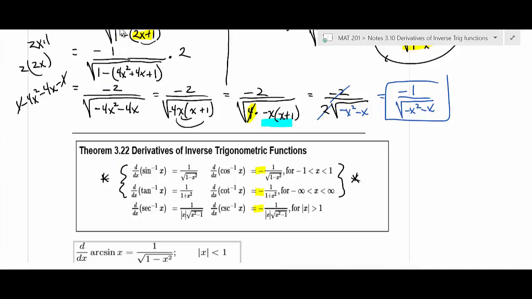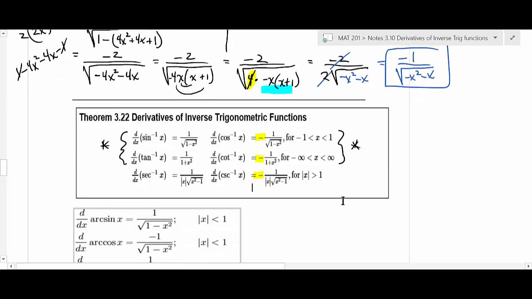See, the more patterns you see, the better off you're going to be with memorizing. A sine and a cosine are cofunctions, so the only difference in the answer is the minus. Tangent and cotangent are cofunctions. The only difference is the minus. Same thing with secant and cosecant. That's the idea. Okay, so that's how that works out.